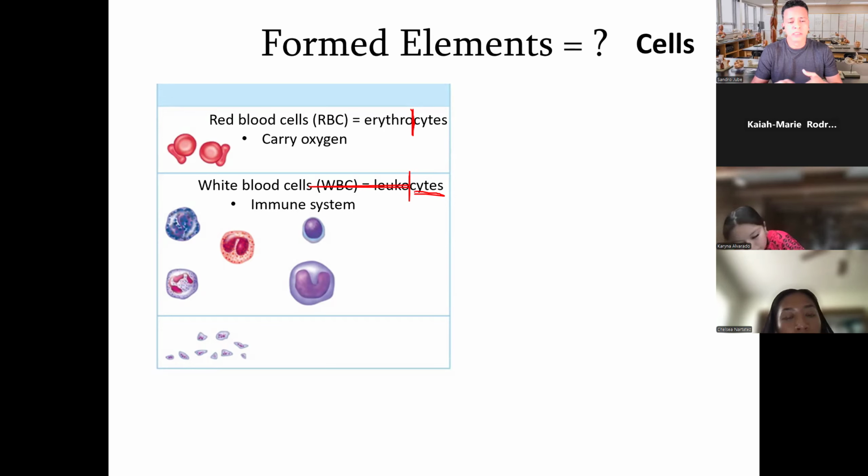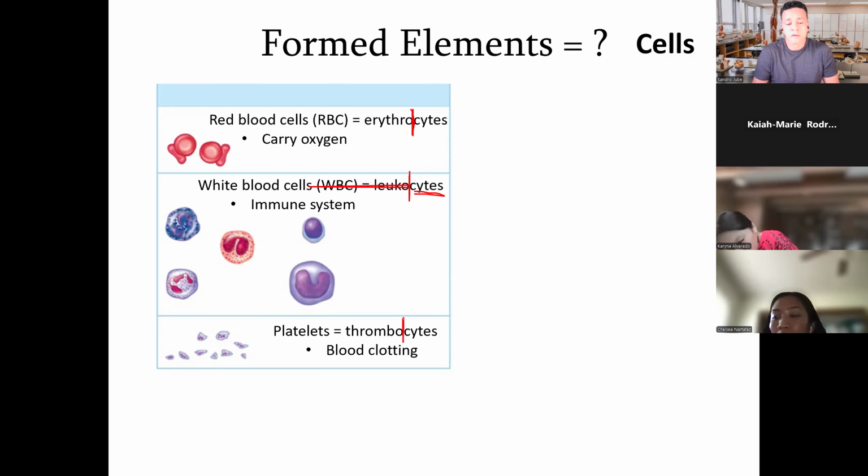Bacteria, viruses, etc. And then the rest of the formed elements are made by what we call the platelets, and the platelets are also called the thrombocytes. Thrombo means clot, cyte means cell. So these are the cells in our blood that help with the process of blood clotting. Two very important terms to know and understand.